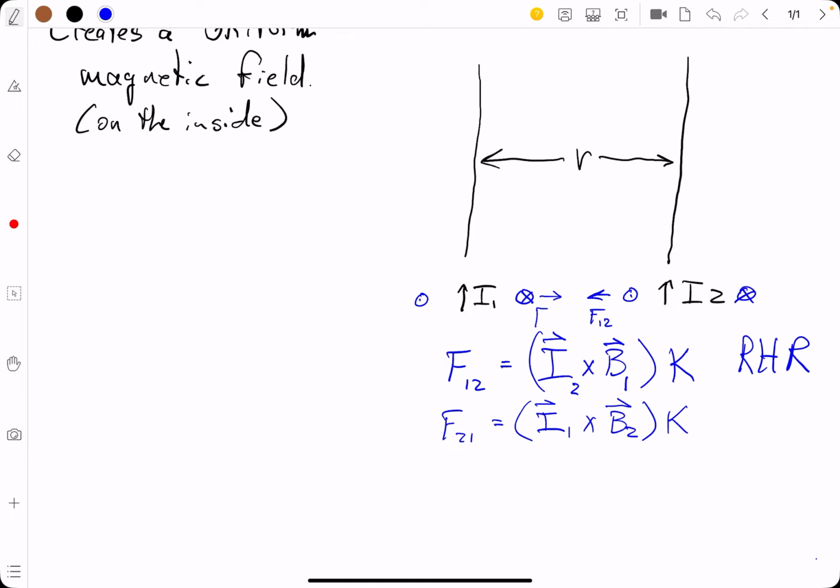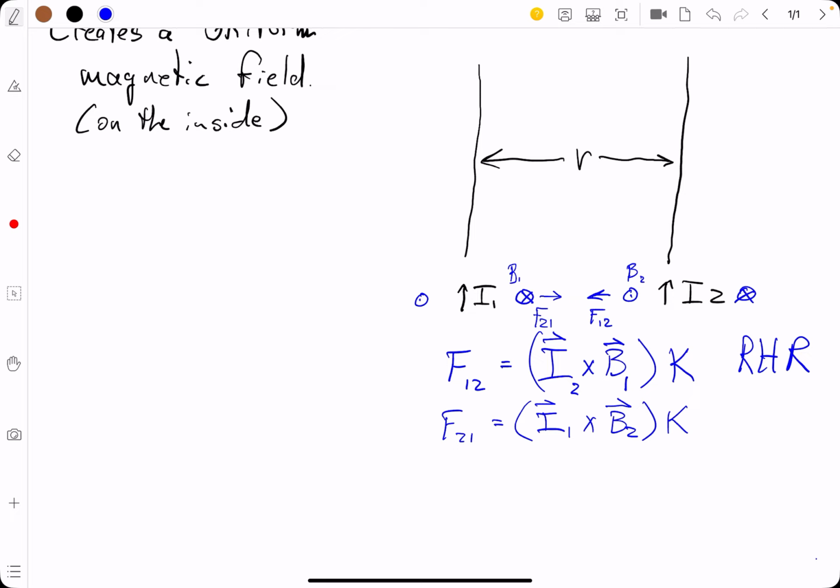So it should be that, and if we do it, where's I1? We're going to put our fingers along I1 and curl them to B2. B2 is out of the page toward us, so I1 curl B2 points my thumb in the F21 direction. So this is B2, this is B1. All right, so there you have it. That's how you do it.